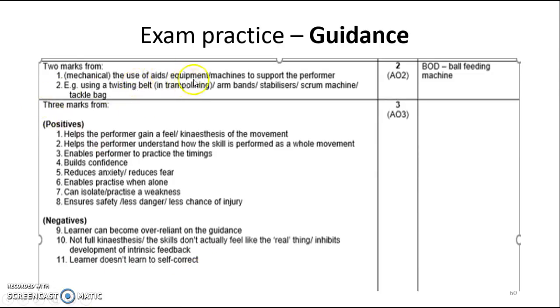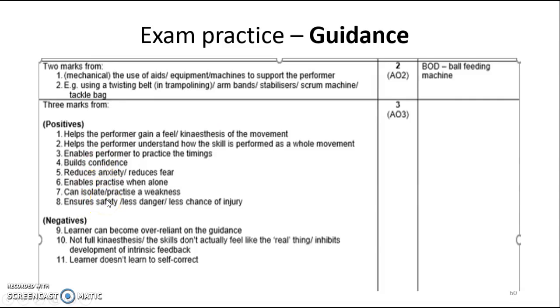So mechanical there, the use of equipment. All right, so it's got a twisting back here. It could be armbands in swimming. It could be stabilizers in riding a bike. Scrum machine there. If you look at that, positives, it allows, remember we talked about kinesthesis of the movement. It also allows a building of confidence. It also allows safety. So they're the things that I use particularly.